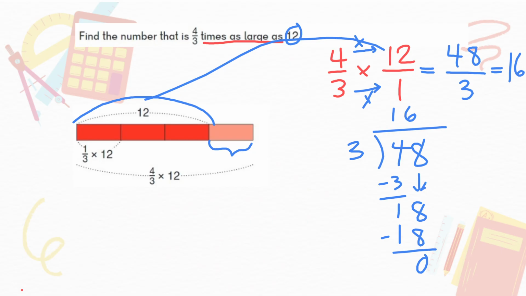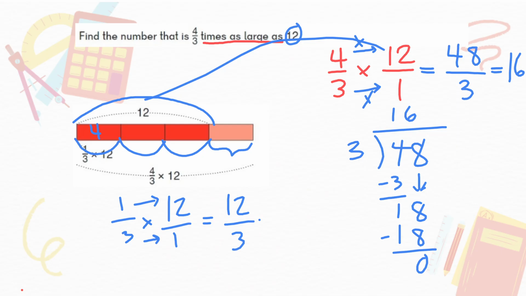That's more than 1 whole, right? Each one of these dark red sections is 1/3 times 12, or it's 1/3 of 12. So each of those dark ones, that is 1/3 of 12, which we know it's 4, right? Because 1/3 times 12, multiply top, bottom, and that equals 4. So each one of these is 4.